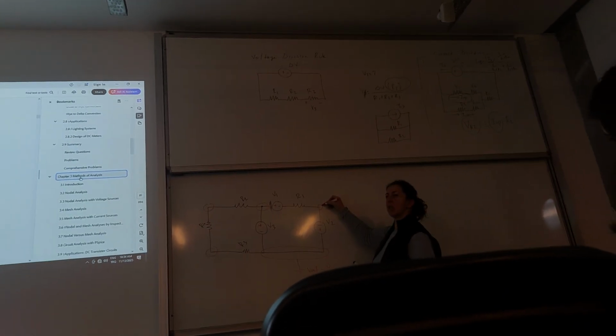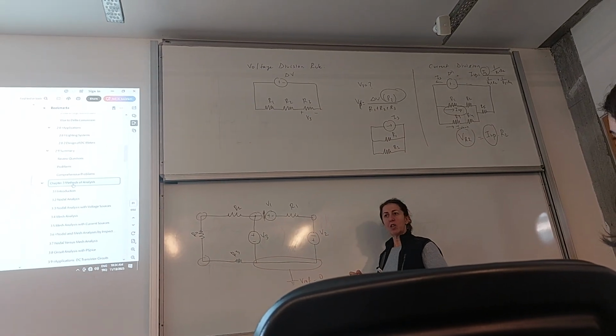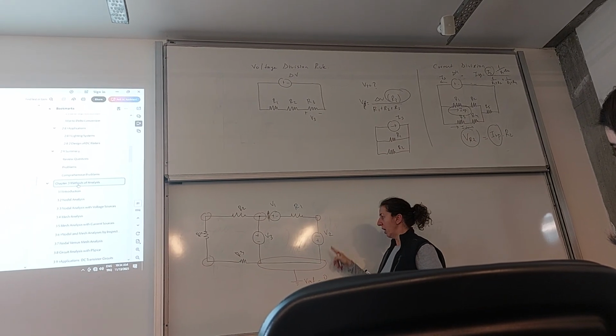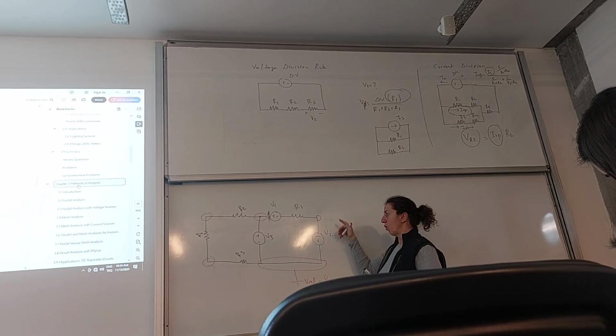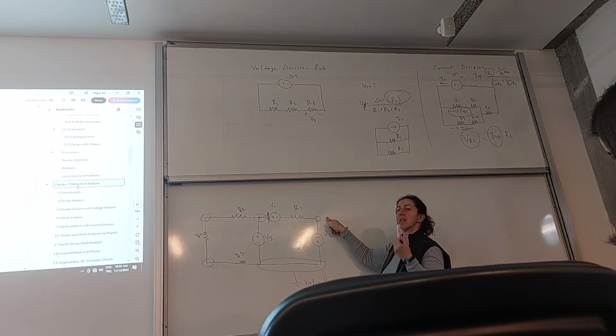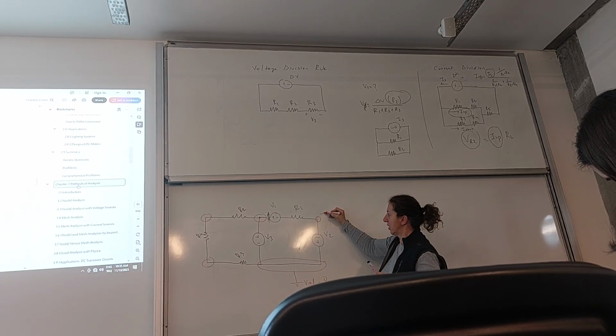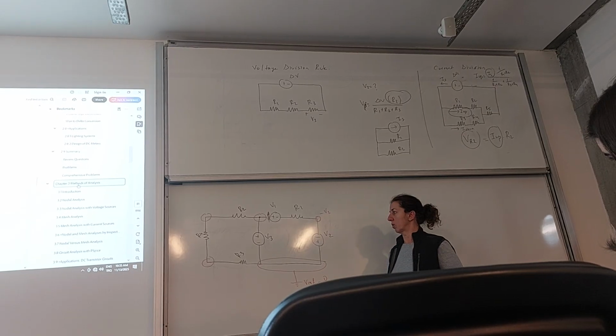Do I know the potential here or not? Yes, I know, right? Because I know that this is 0, and this is my battery source. What would be the value of potential here? Minus V2. Good, minus V2, right? It's not plus, be careful with the sign. So this is minus V2.